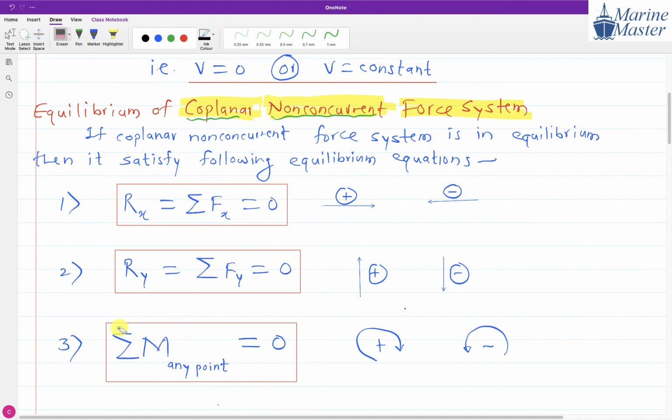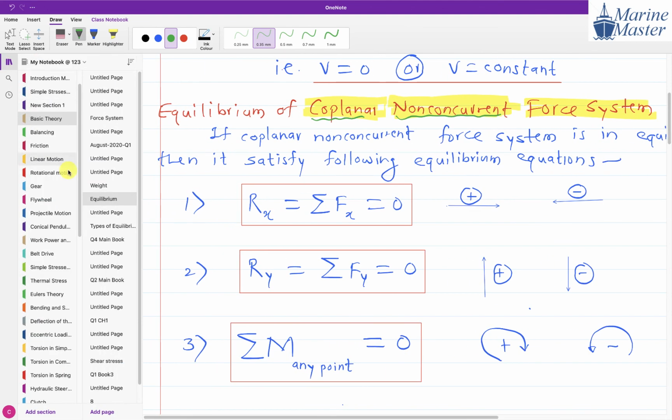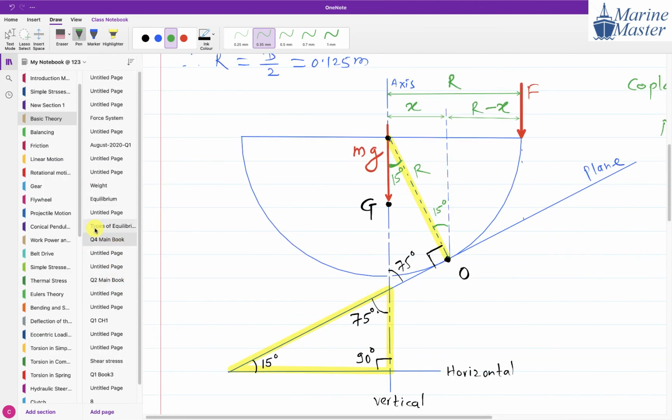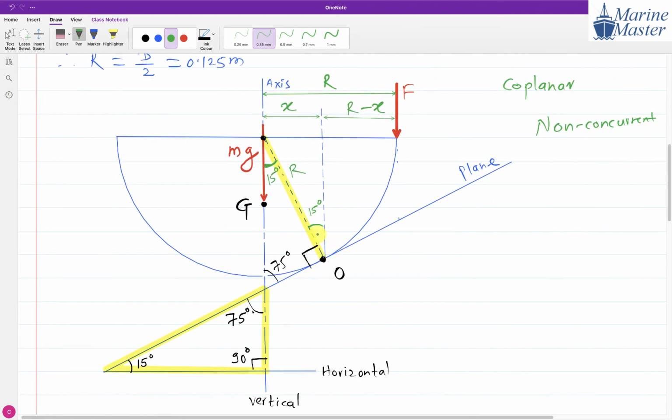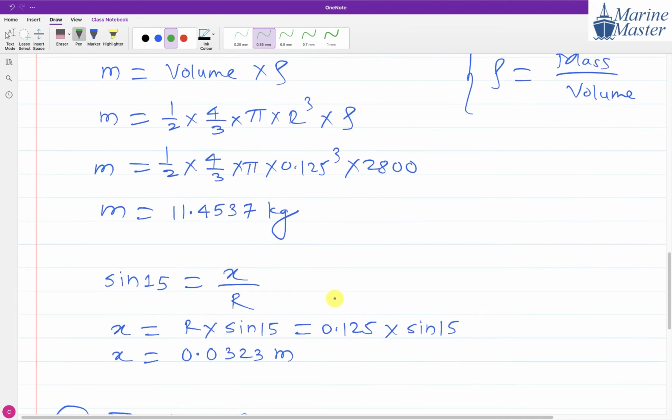Out of those three, this is one equilibrium equation. Observe this one: summation of moment about any point, and which point we have selected here. Understood? You got my point now?